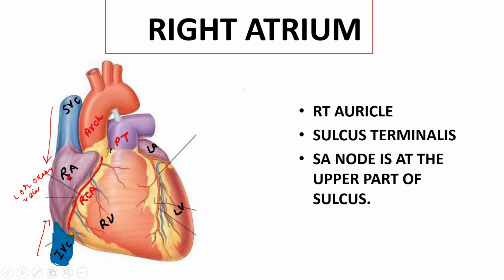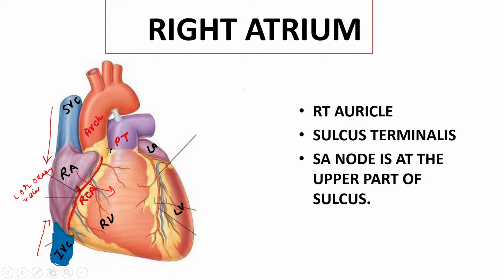From the right atrium, all of this deoxygenated blood will travel to the right ventricle, and the opening of the right atrium into the right ventricle is guarded by a valve, that is the tricuspid valve.